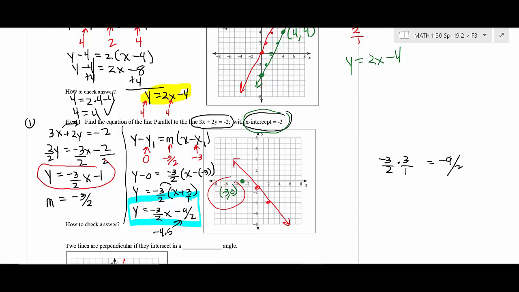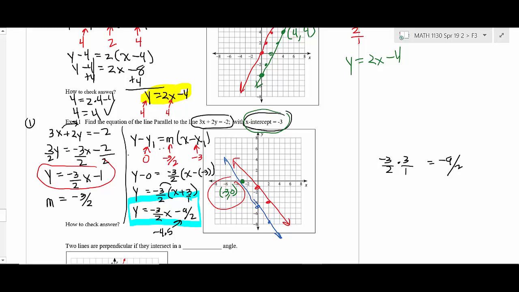Now when you graph this, I'm just going to estimate. It has a y-intercept of -4.5 and a slope of -3/2. So if I went down 3/2, it would look like that. Visually, if you really counted out that slope, it would go through that x-intercept. That's the idea. And for checking, what did I say you do? You just plug the point in and see if it works out.